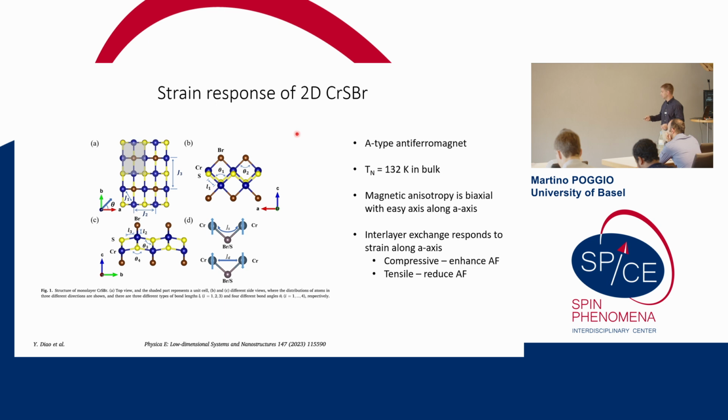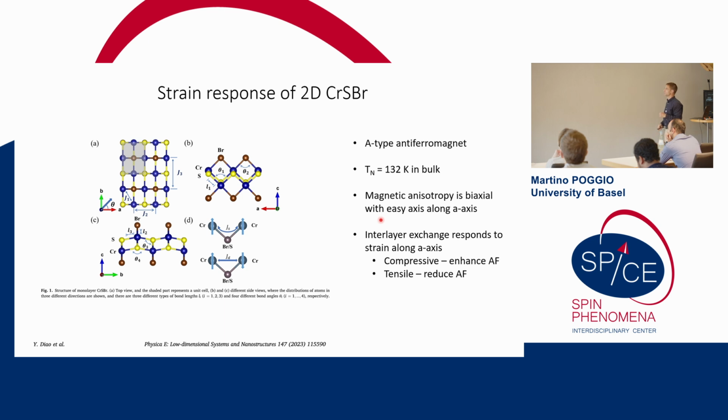from a physics point of view because it's an A-type antiferromagnet. So each plane is ferromagnetic, and then in between the atomic layers, it's antiferromagnetically coupled. The Néel temperature is on the order of 132 Kelvin, and it has an anisotropy axis in the plane along the A-axis. And what's very interesting is that, like other 2D magnets, it's very sensitive to external perturbations. In particular, if you strain the system along the A-axis with enough tensile strain, you can reduce the antiferromagnetic interlayer coupling and turn it into a ferromagnetic coupling.